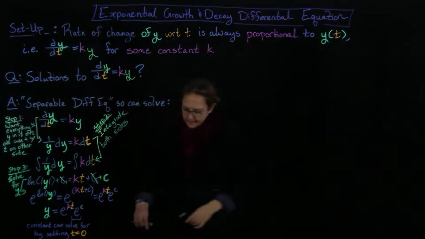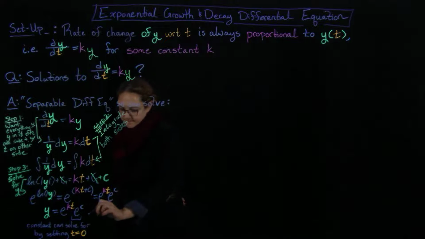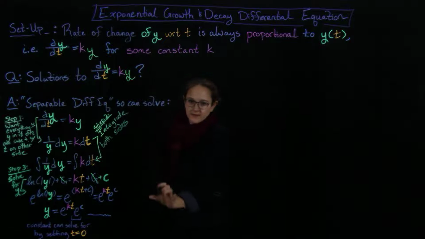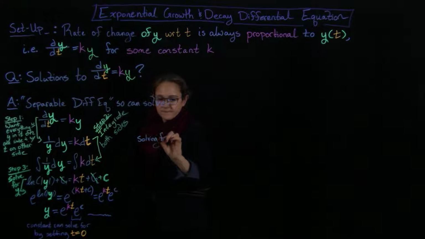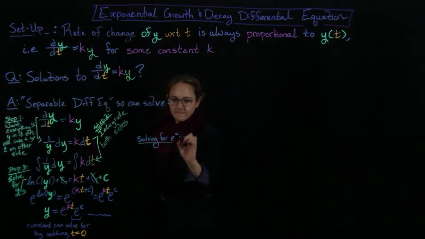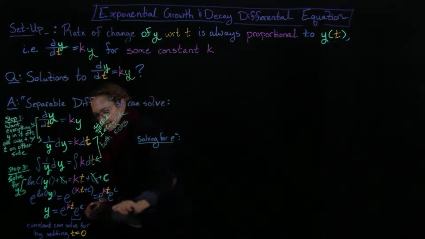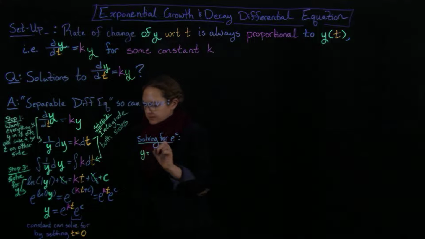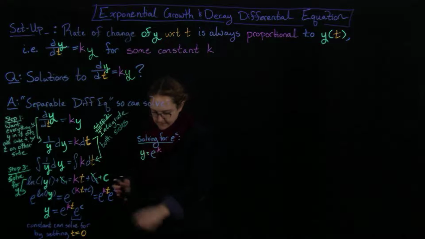Okay. So now we're going to solve for e to the c, and we'll do it right here. Well, what do I have? Let me erase this. I have y equals e to the kt times e to the c.